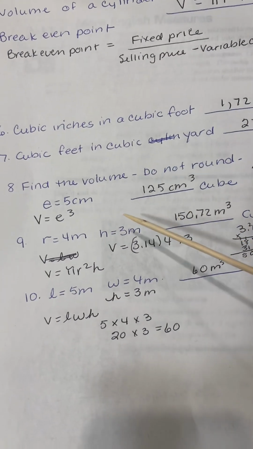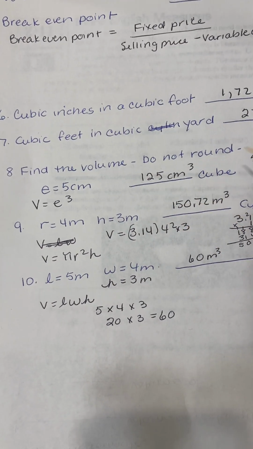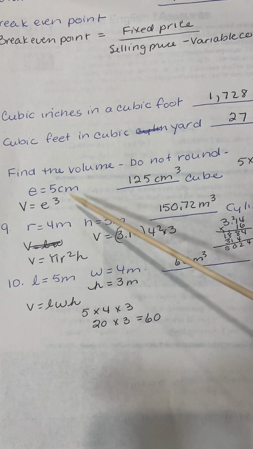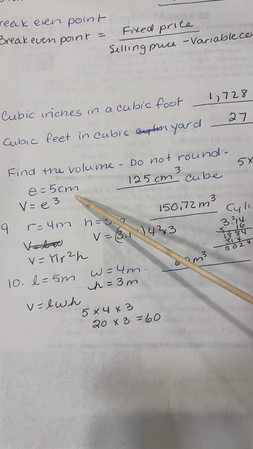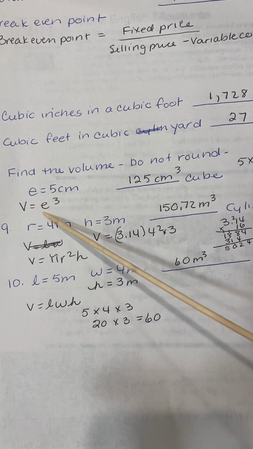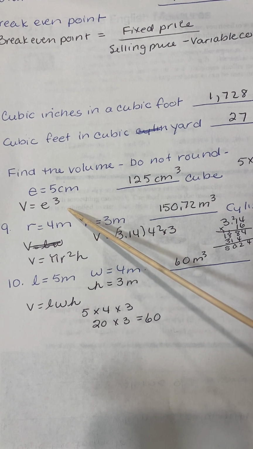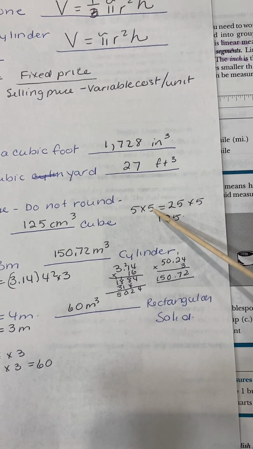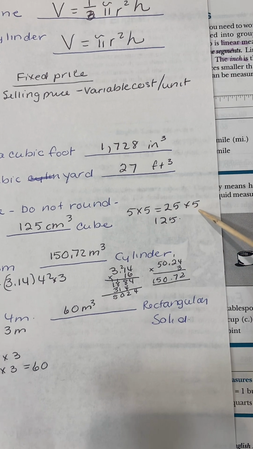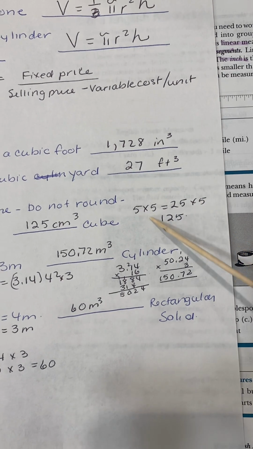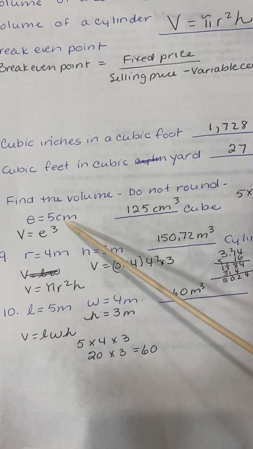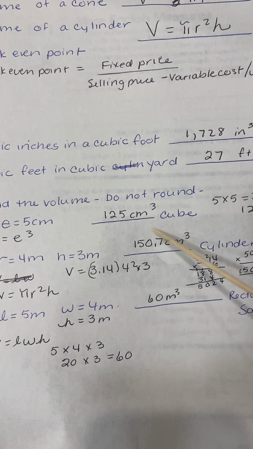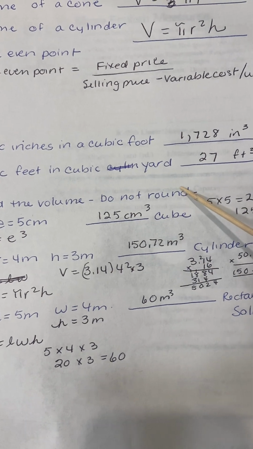Number 8, find the volume and do not round. These are the next problems. Here we have edge equals 5 centimeters. So volume equals edge cubed. You're going to take 5 times 5 is 25, then another times 5 is 125. So there's our answer: 5 times 5 times 5 is 125 cubic centimeters. That's that cube. Easy question, huh?